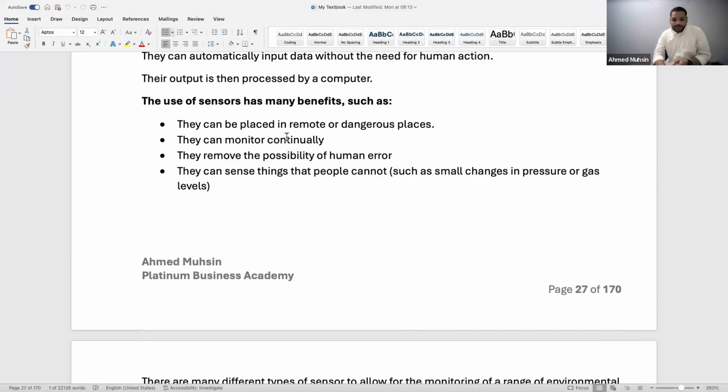Okay, so number one, guys, they can be placed in remote or dangerous places. Places where it might be too dangerous to place a human, you can place a sensor. Can you give me examples of places where it might be too dangerous for a human? A jungle, okay, but how would a sensor be used in a jungle? Hunting, okay, for what? How are you going to use a sensor for hunting? You can? I didn't get you.